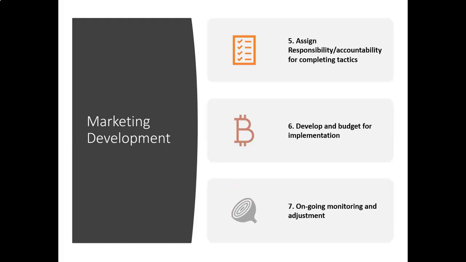Okay, this is coming into our last slide. So this is the last slide, number 14. It's just basically the types of marketing development. So there's a 5-step process here: assign responsibility and accountability for completed tactics, then develop and budget for implementation, and the last one is ongoing monitoring and adjustments. And that's it.